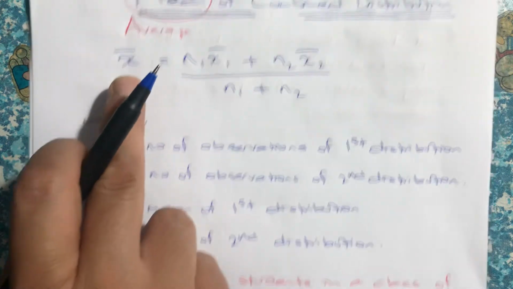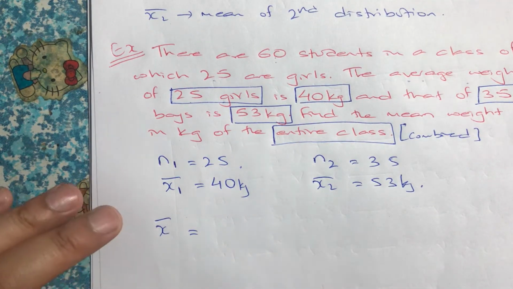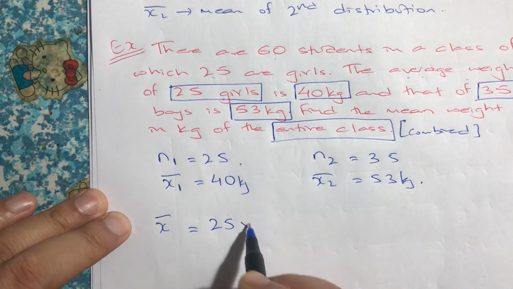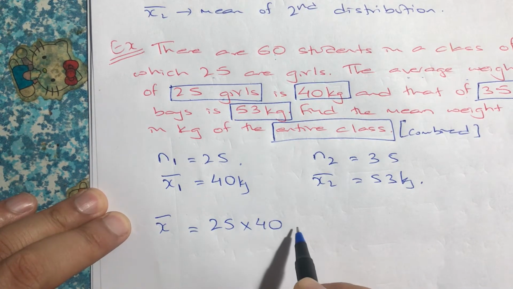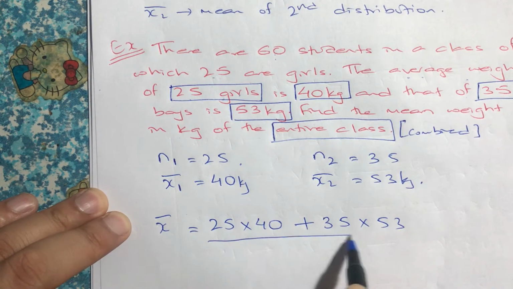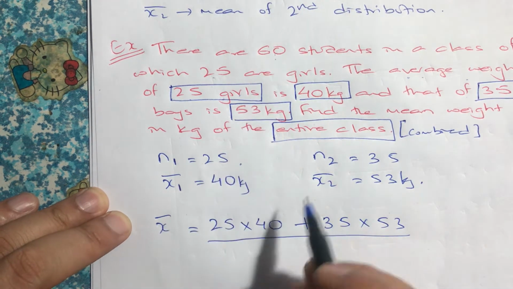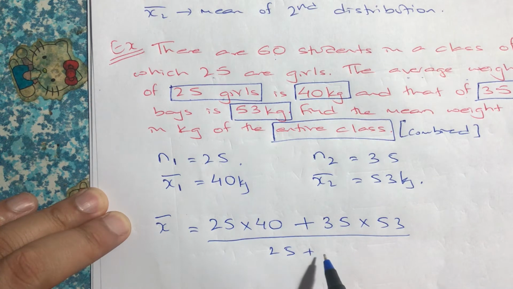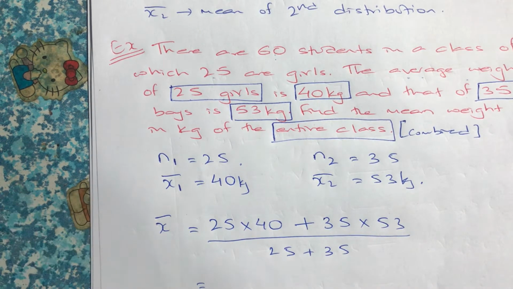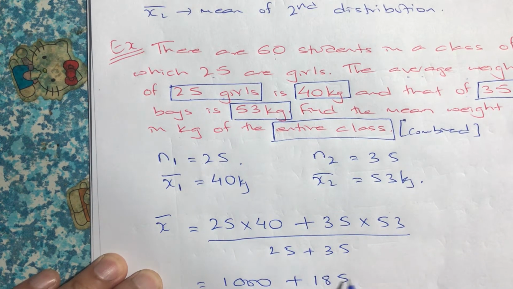And what's the formula to find the mean weight of the combined distribution? That is this. So we have x bar is equal to n1, that is 25, into x1 bar, that is 40, plus n2, that is 35, into 53, divided by n1 plus n2. We can write 25 plus 35, or we already know it's 60. Then 25 into 40 gives 1000, and 35 into 53 gives 1855, and then divided by 60.